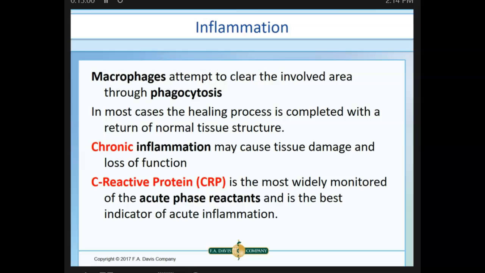And then of those acute phase reactants that were in our table, CRP, C-reactive protein, is the most widely monitored of the acute phase reactants, and it's the best blood test indicator of acute inflammation.